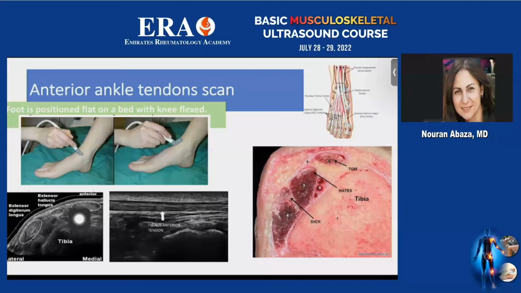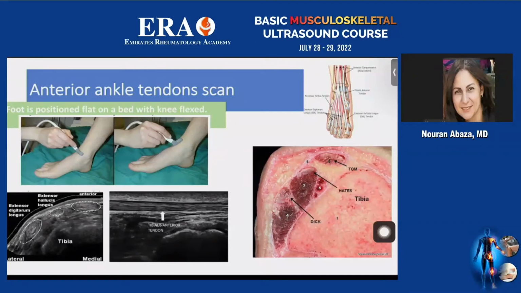But when you rotate your probe in a longitudinal manner, you will visualize it as a spaghetti-like pattern, fibrillar, longitudinal, parallel to each other, compact together. And this is the corresponding anatomical picture: the tibialis anterior, the extensor hallucis longus, and the extensor digitorum longus, always from medial to lateral. Of course, you can also see here the neurovascular bundle, which is sometimes called the Mickey Mouse appearance because it appears as three little circles.